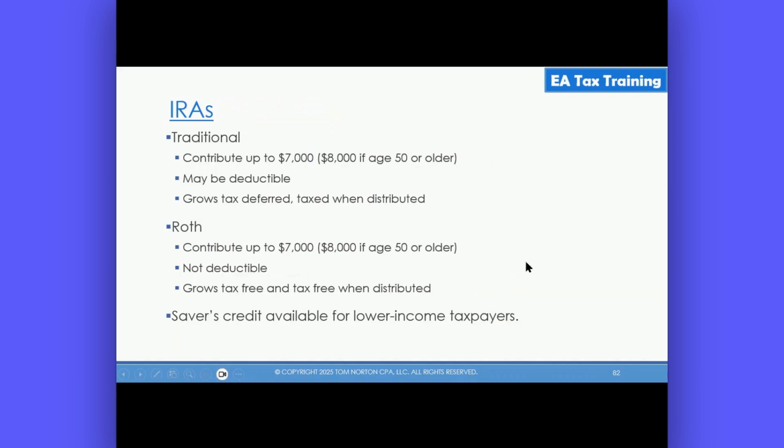IRAs, we did a whole video on IRAs. This is just a reminder. You can contribute up to $7,000, $8,000 if age 50 or older. That applies to all of your IRAs, no matter how many you have, no matter if they're traditional or Roth. Those are the maximum contributions, and you can get the savers credit for making those contributions.